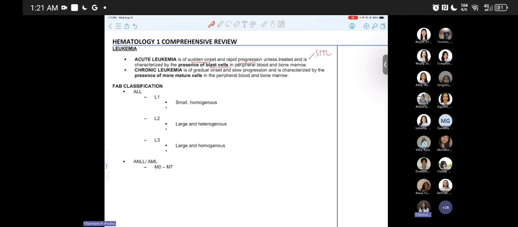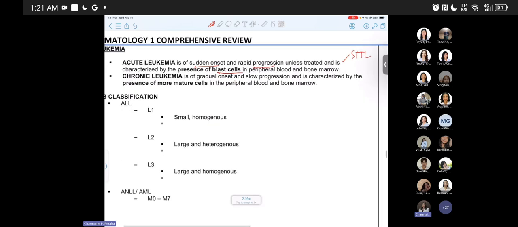So anong meron kapag shift to the left? Appearance of young immature cells or blast cells. So kapag sinabing chronic, matagal na. Gradual onset and slow progression, characterized by the presence of more mature cells. Opposite to acute leukemia is the chronic leukemia, merong shift to the right.